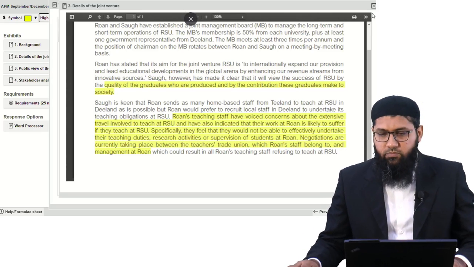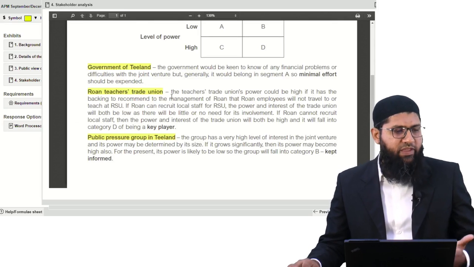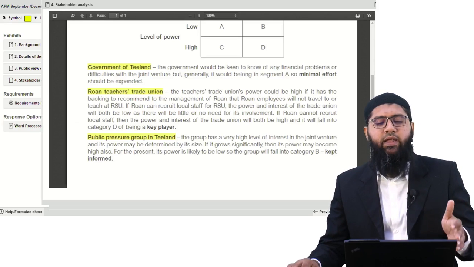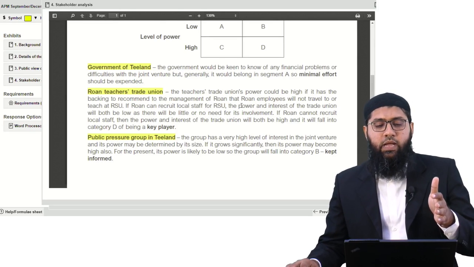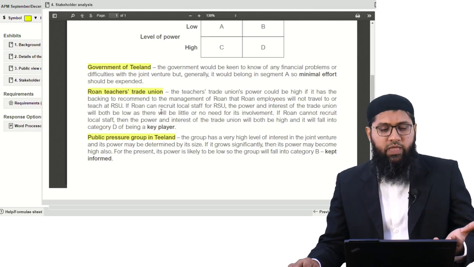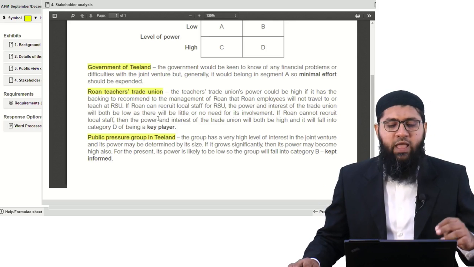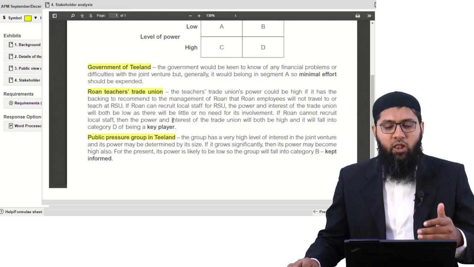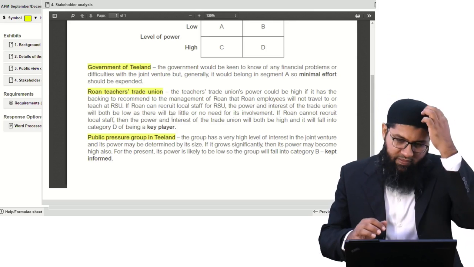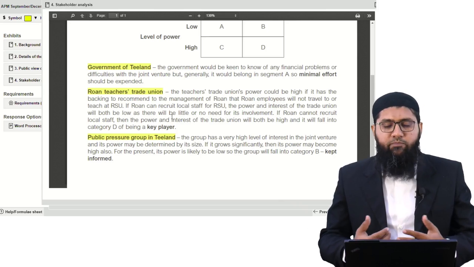Now, if I could just go on to this, let's talk about the stakeholder analysis. The teacher's trade union power could be high if it has the backing to recommend to management that employees will not travel to or not teach at RSU. If Roan can recruit local staff, the power and interest of trade union will both be low, as there will be little or no need for its involvement. If Roan cannot recruit local staff, then the power and interest of trade union will both be high and will fall into category D of being a key player.